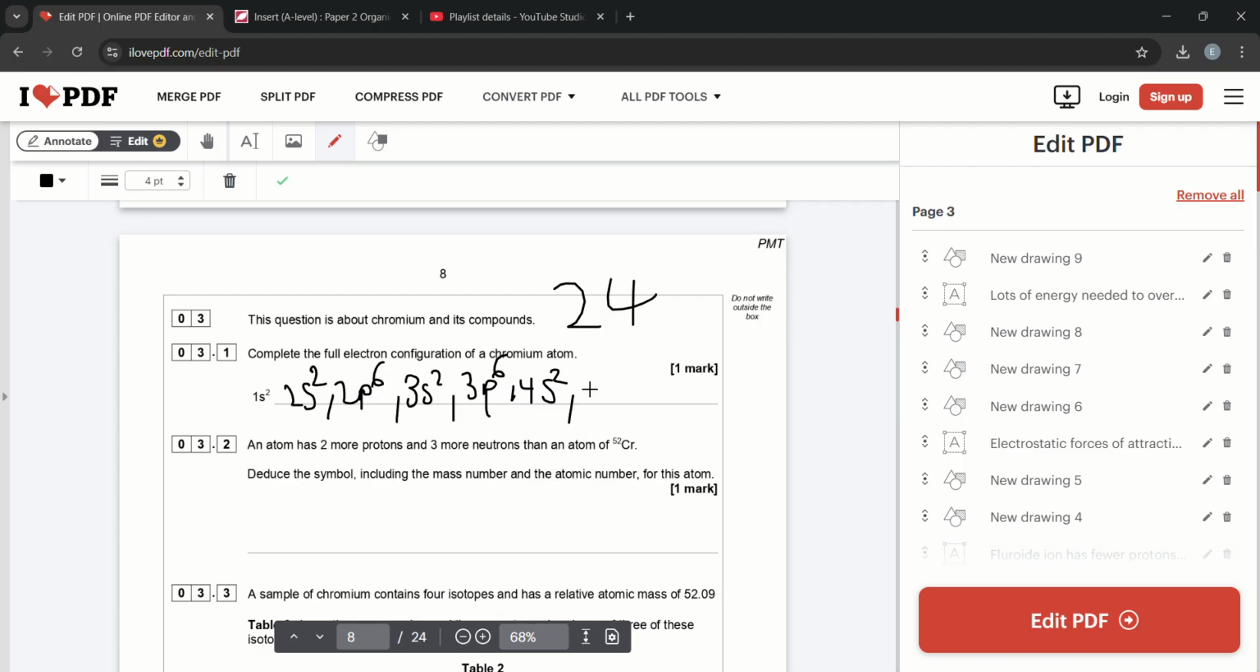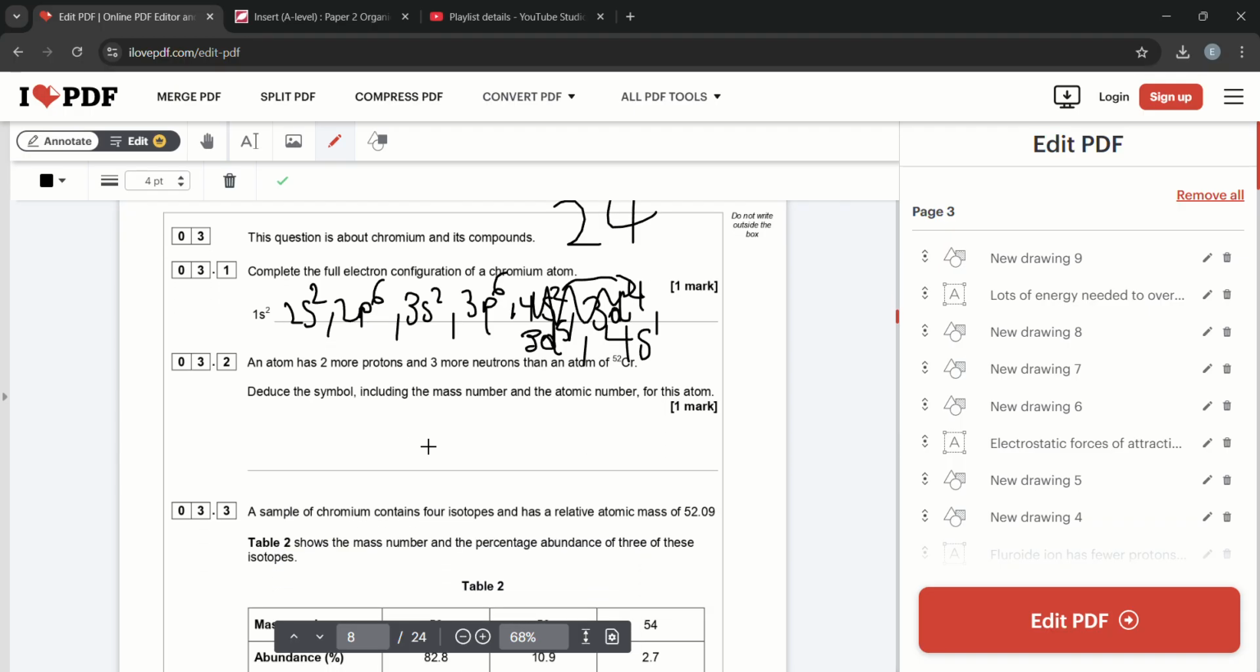So what do we add now? 1s2, 2s2, 2p6, 3s2, 3p6, 4s2, 3d4. Right? But obviously this has got a special rule. What's going to happen is this electron is going to go here. So it's going to be 3d5, 4s1. So 1s2, 2s2, 2p6, 3s2, 3p6, 3d5, 4s1.